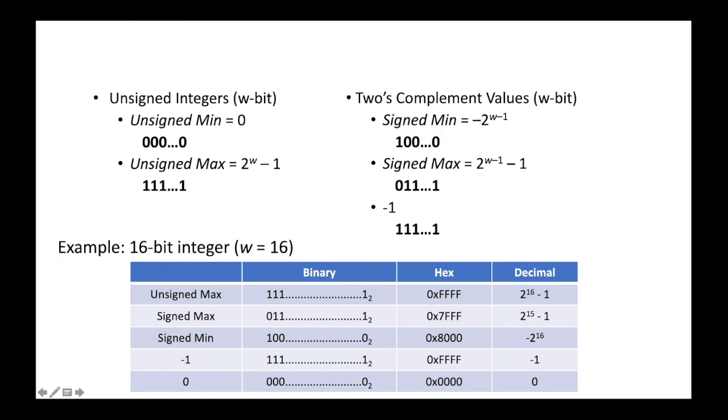One thing to note is that negative 1 is always represented as all 1s regardless of the number of bits.